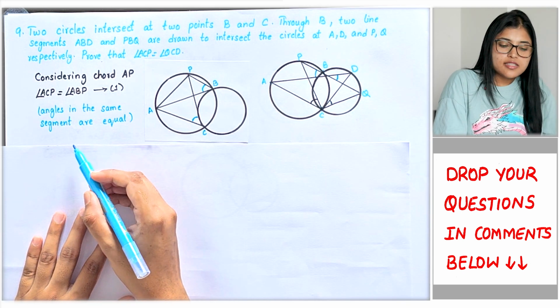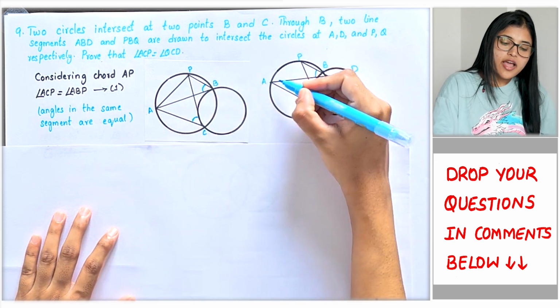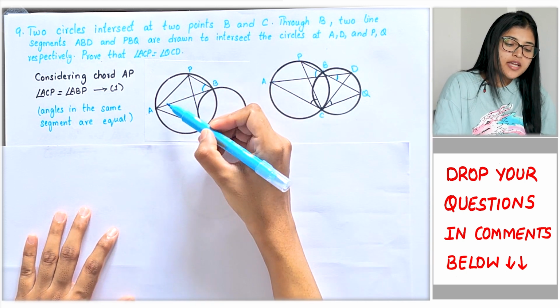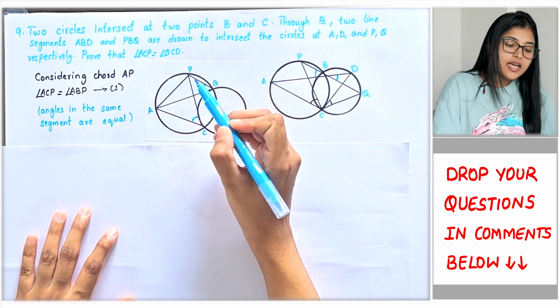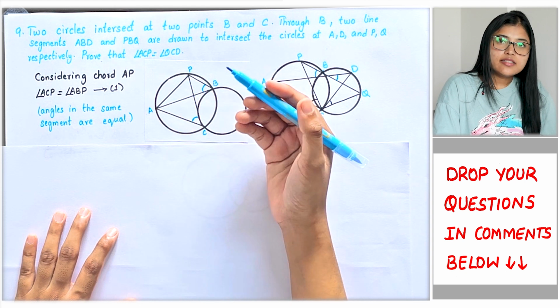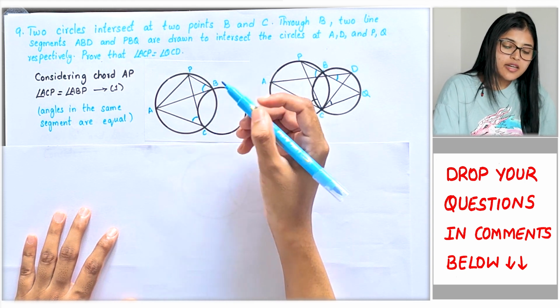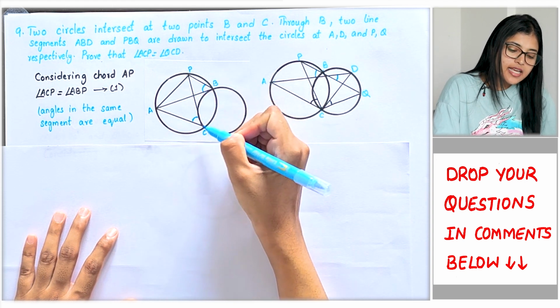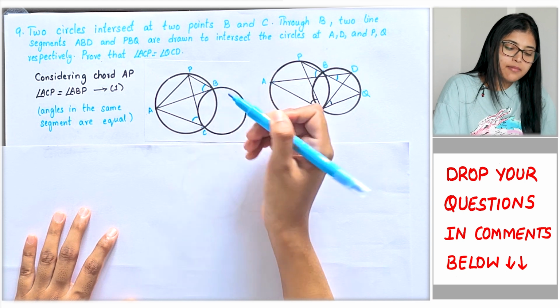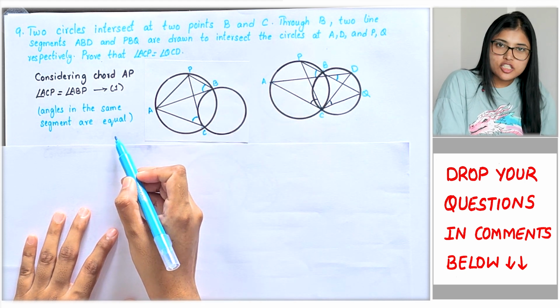Let us start by considering the chord AP. So I have joined these two lines here and I have considered the chord AP. In this chord, if I take the theorem angles in the same segment are equal, I will get angle ACP equals angle ABP. So let that be equation 1.